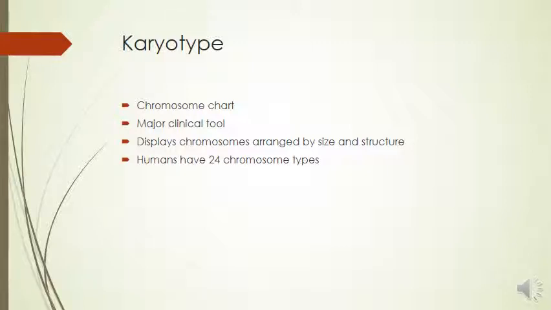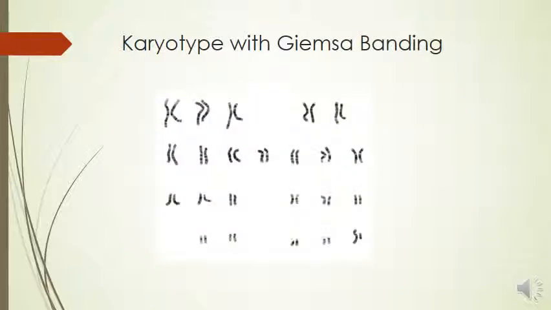A karyotype is a chromosome chart. It is a major clinical tool. It displays chromosomes arranged by size and structure. Humans have 24 chromosome types. The autosomes are numbered 1 to 22 by size and are the same in both males and females. The sex chromosomes are Y and X.